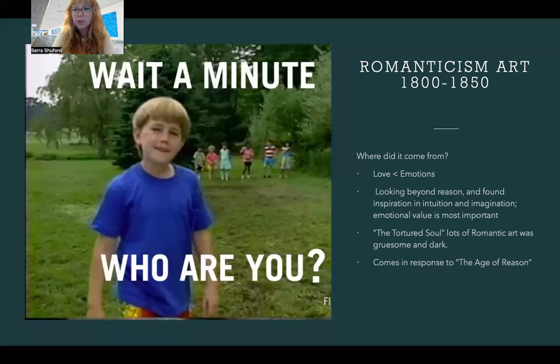Romanticism art goes from 1800 to 1850. And as I said earlier, it is not about romance. It's not really about love necessarily, but it is about emotions. It's looking beyond reason, and these artists found inspiration in intuition and imagination. For them, emotional value is the most important thing.